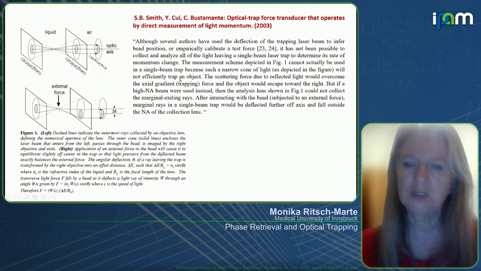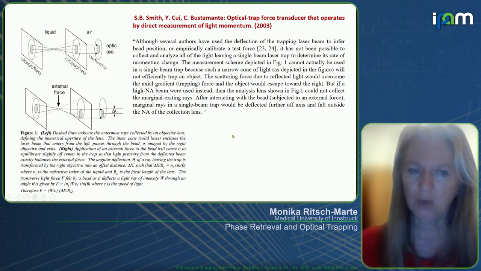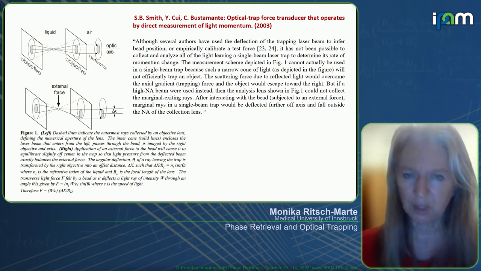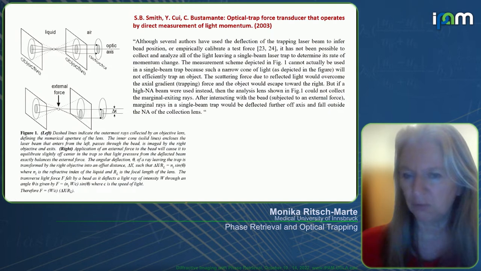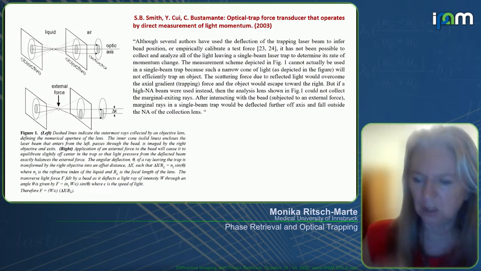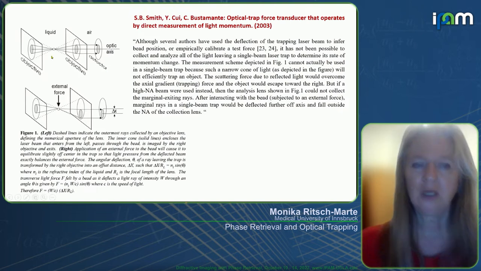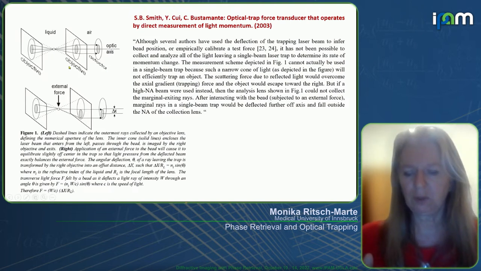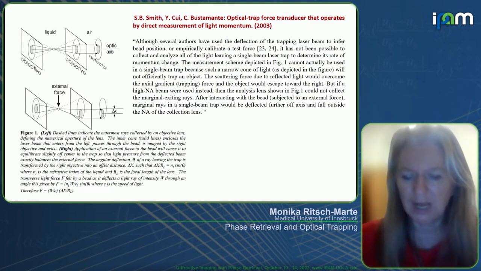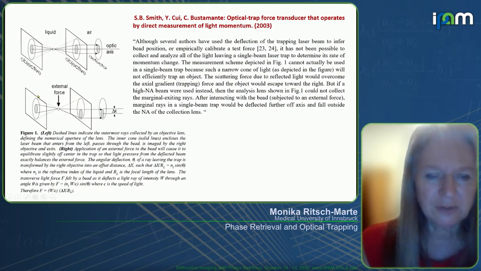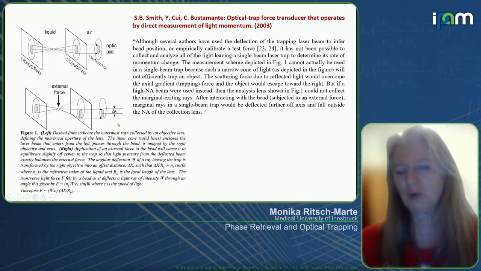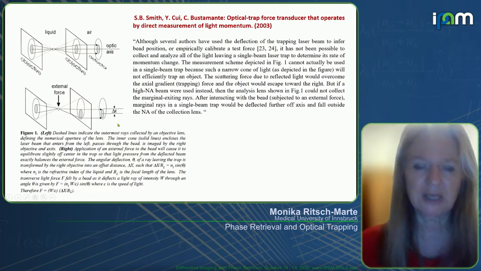And why is it not so easy? This is a citation from Carlos Bustamante's paper. Basically, it says it's difficult to do this balance of ingoing and outgoing momentum, because if you want to confine the particle, you have to confine it very well with a high NA, but that means, of course, that we have very high angles that you need to capture. Otherwise, you will lose momentum and you will miscalculate.